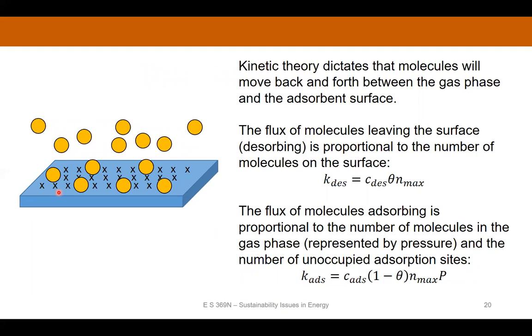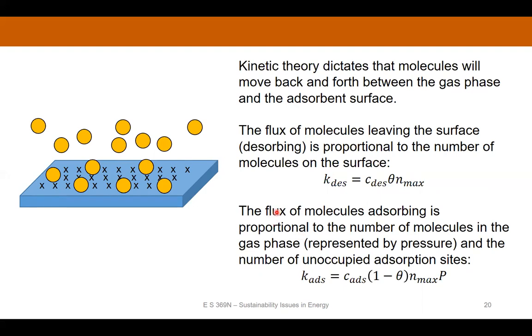Okay, now, when we think about kinetic theory, we have to understand that this is going to be a thermodynamic equilibrium, but what's going to be happening is that we're going to have some molecules adsorbing to the surface and other molecules desorbing from the surface continually at equilibrium, okay? And so we'll say that the flux of molecules leaving the surface, so desorbing, is going to be proportional to the total number of molecules on the surface, okay? So we'll call that flux K desorption, and that's simply going to be a constant of proportionality, we'll call it C desorption, times the number of sites that have sorbed gas molecules, right? So that's going to be theta times the maximum number of sites.